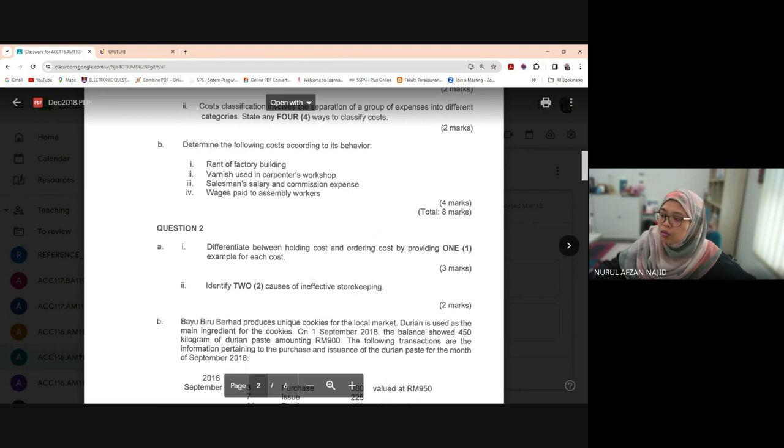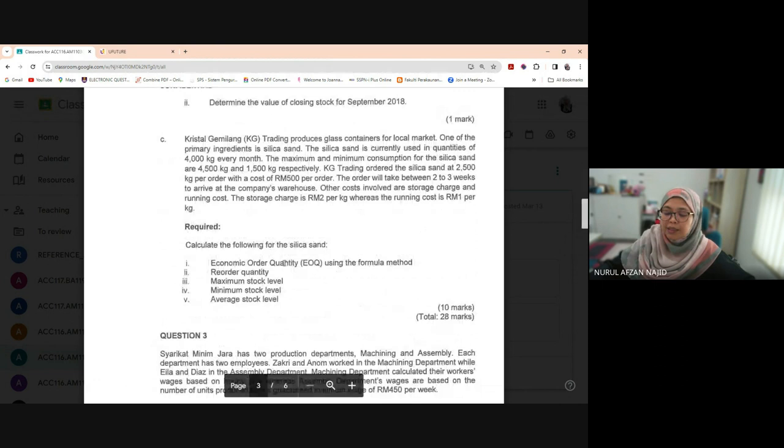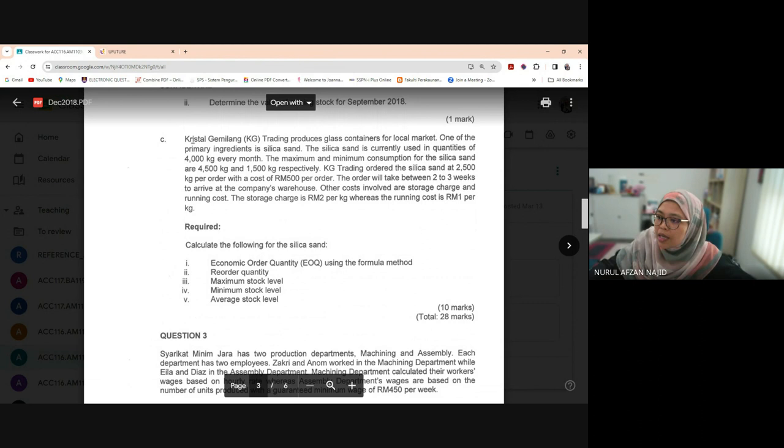Yang B ni storage card, kita tak belajar lagi. Storage card, Madam rasa tak sempat hari ni. Okay, kita akan belajar masa physical class nanti. Alright. So, kita tengok yang C ni. Yang C. So, crystal gemilang.